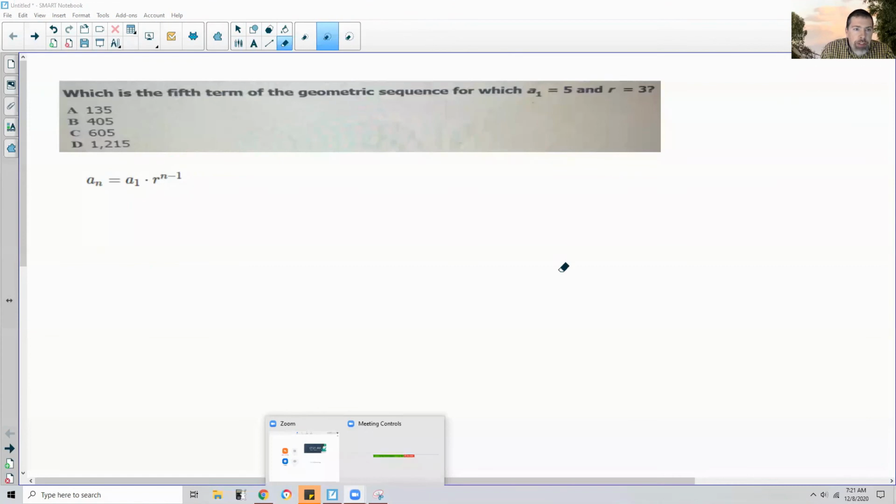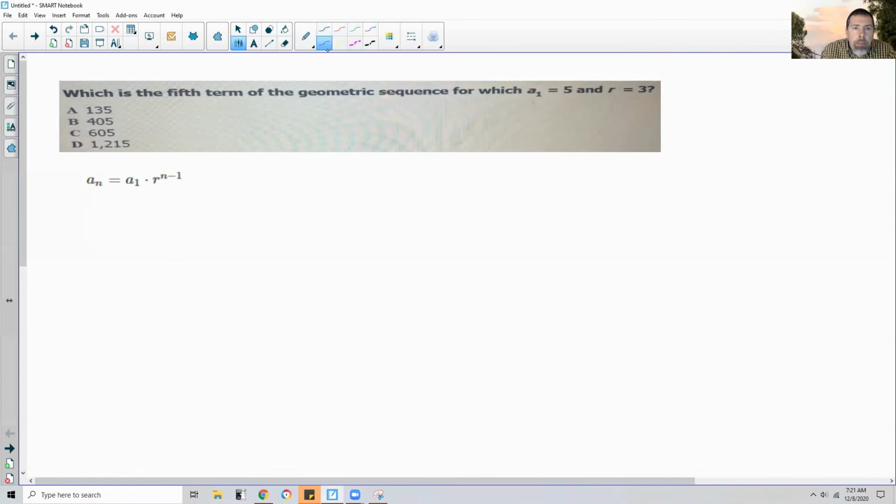Okay, here's your other problem that you asked about. Which is the fifth term of the geometric sequence for a sub 1 equals 5 and r equals 3? So here is the formula for a geometric sequence in general. A sub n equals the first term times the common ratio to the power of n minus 1. So if we have a sub 1, then we're going to substitute this in. A sub n, so we're going to make n equal to 1 to start this off. A sub 1 equals 5.